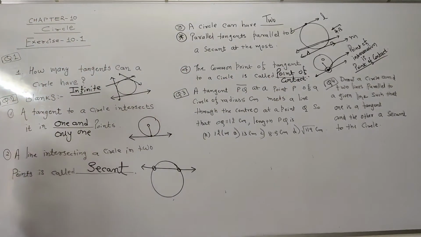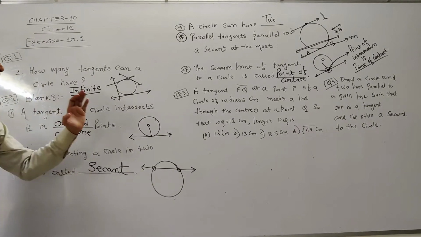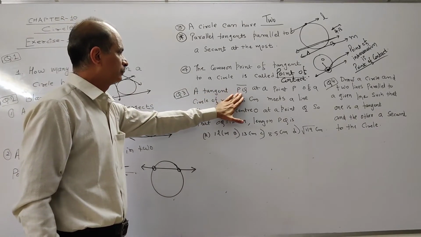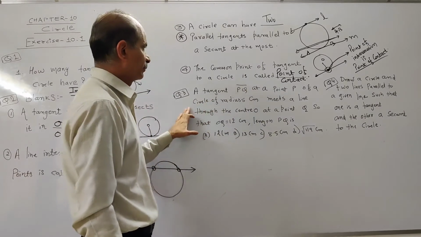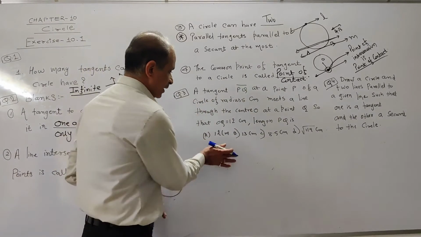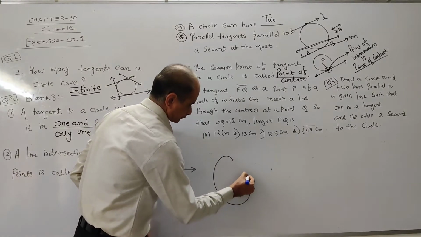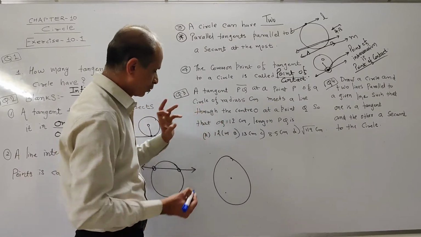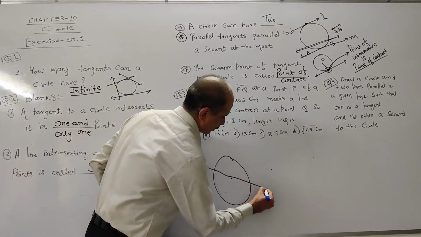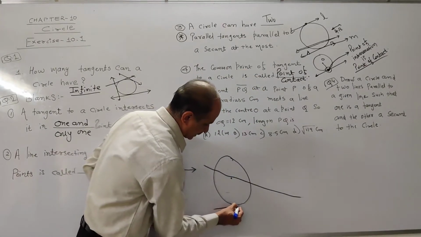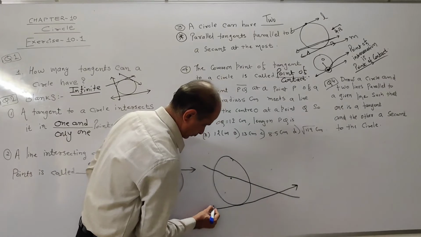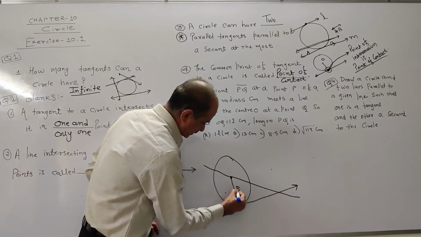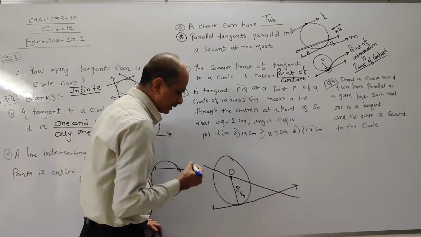Well, now let me start question number 3. From the exam point of view, this question is very important. A tangent PQ at a point of a circle with radius 5 centimeter meets a line through the center. One line is passing through the center, and another one is the tangent. So you can say this is the point of contact, this is the center. The radius is 5 centimeter. Let me write, center is O.